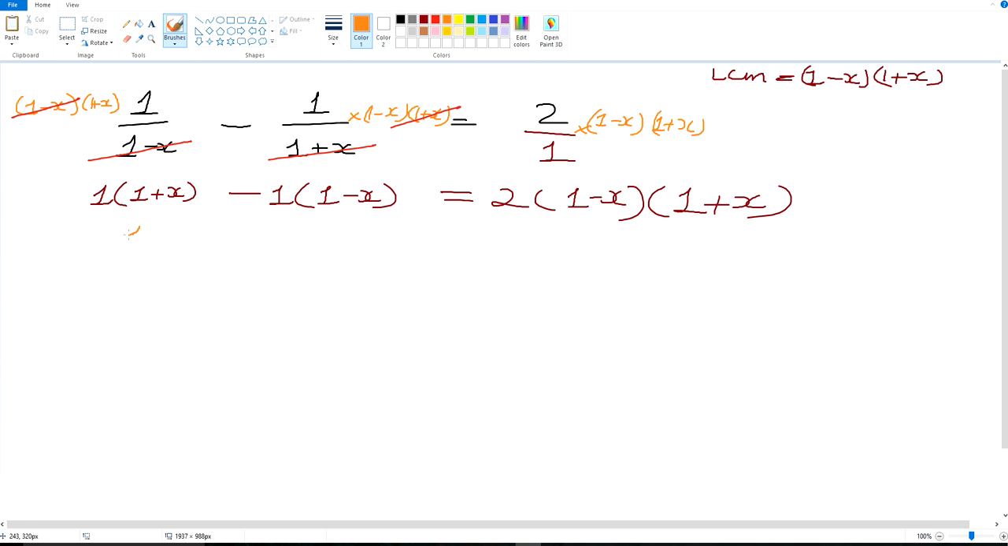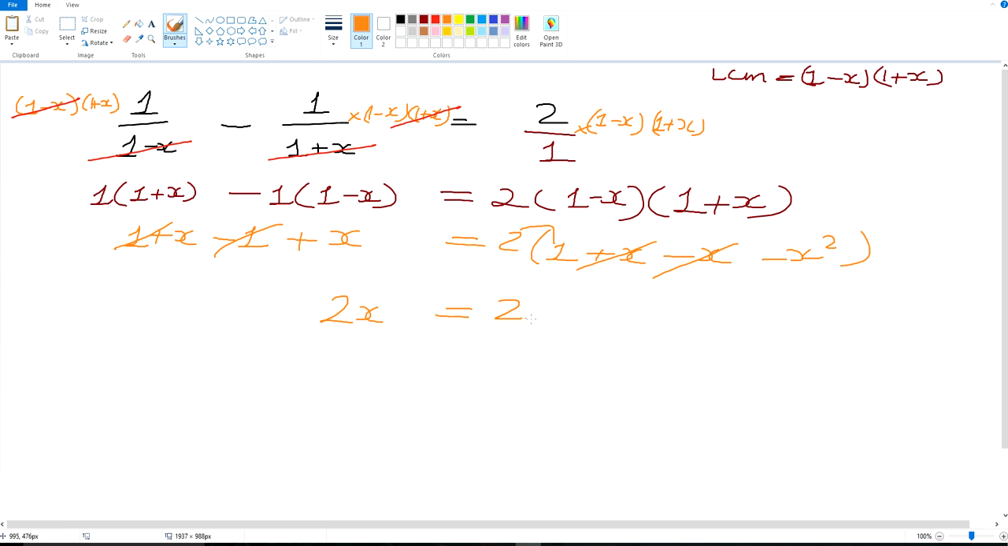So this becomes 1 plus x. So you have minus 1 times 1 is minus 1. Minus 1 times minus x is plus x. And now you have 2 times whatever comes out of this. So 1 times 1 is 1. Then you have plus x. Then you have minus x. And then you have minus x squared. Now these two will cancel each other out anyway, and these two will cancel each other out. And x plus x will give you 2x on this side. So you're left with 2 times 1 is 2, and 2 times minus x squared, which is minus 2x squared.